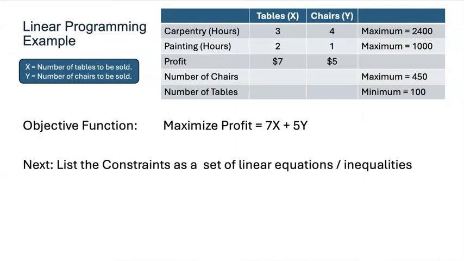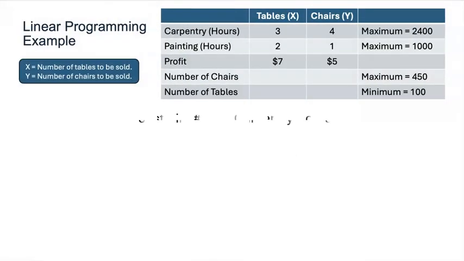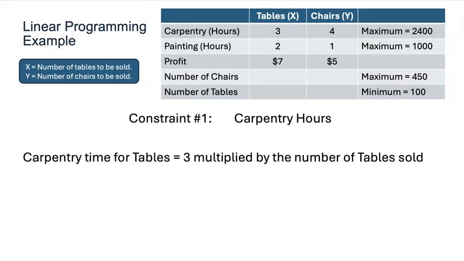Next, we need to list the constraints as a set of linear equations or inequalities. So constraint number 1, carpentry hours. The total time spent in the carpentry shop for tables is 3 hours multiplied by the number of tables sold. So if we do 1 table, it's going to take us 3 hours. If we do 10 tables, that will take us 3 times 10, 30 hours. Right? So it's 3 multiplied by the number of tables, and the number of tables is X. So that's just 3X.